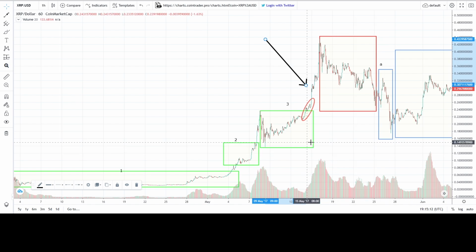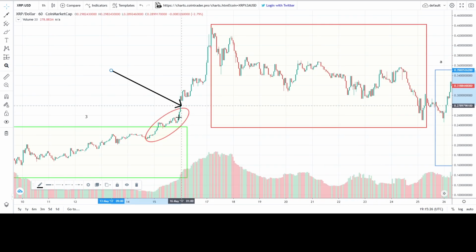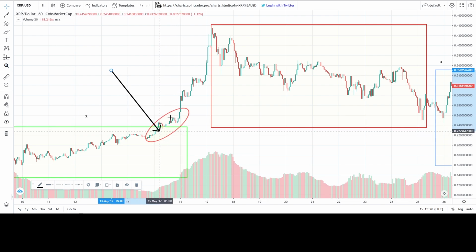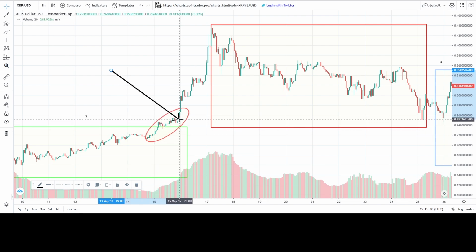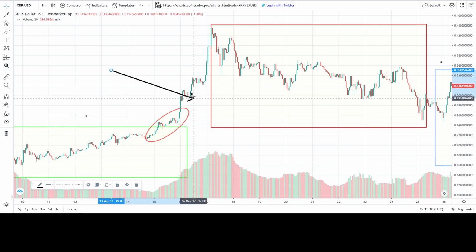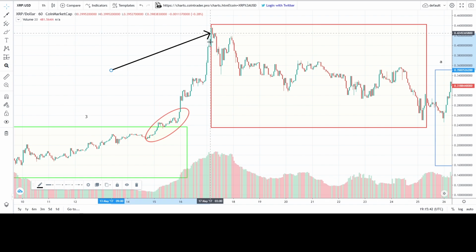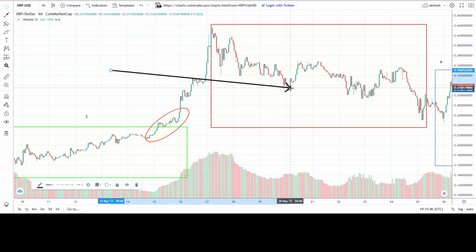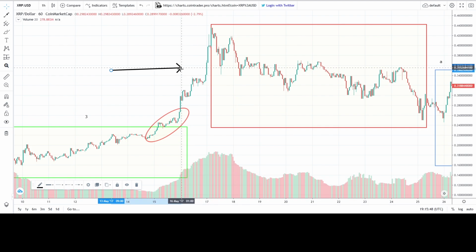So let's zoom in on this structure and get a better look at it. Once it makes it out of this little sideways consolidation, it starts to move up fast, and we could start counting those moves. There should be 7 moves to the peak. So 1, 2, 3, 4, 5, 6, and 7. 7 brings it to the peak, and then like I pointed out before, you have the 3 other peaks.